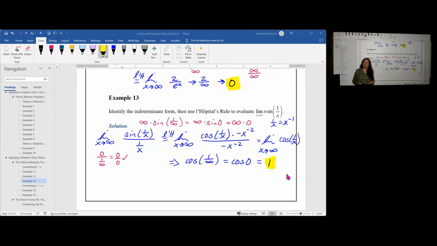Remember, you can write 1 divided by x as x to the negative 1 power. The common factors cancel, and you take the limit of the cosine of 1 over x. As x goes to infinity, 1 over infinity goes to 0. Cosine of 0 is 1. This is the last one that I wanted to do for this type.